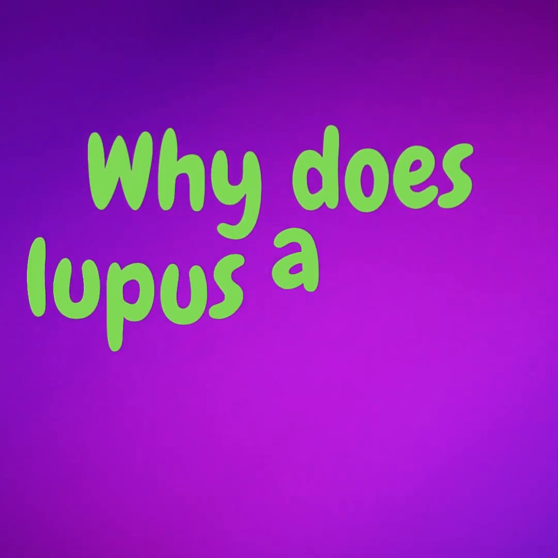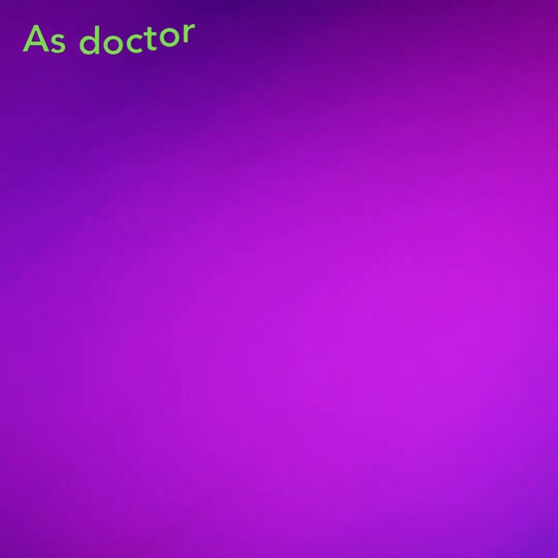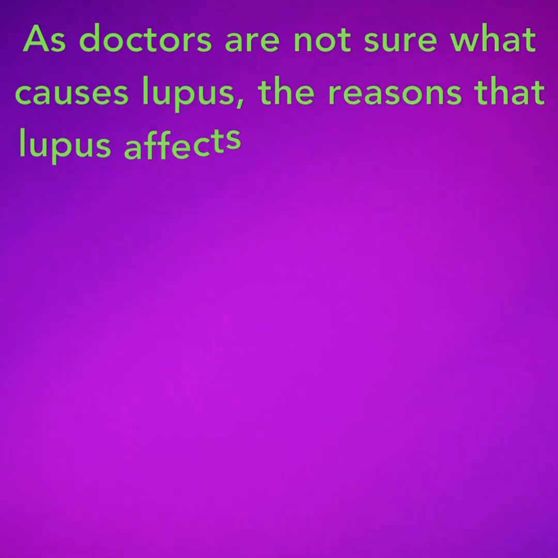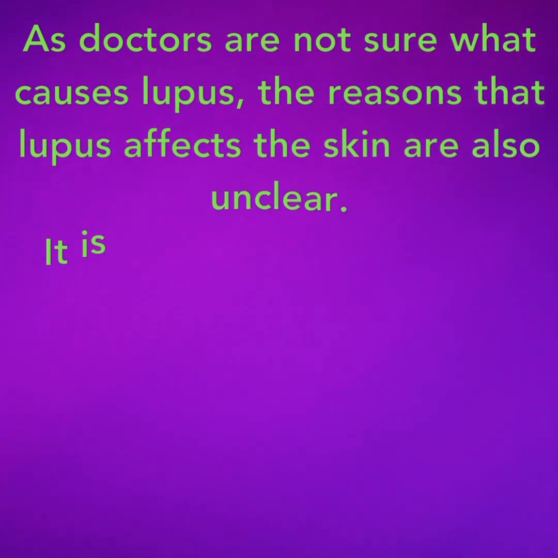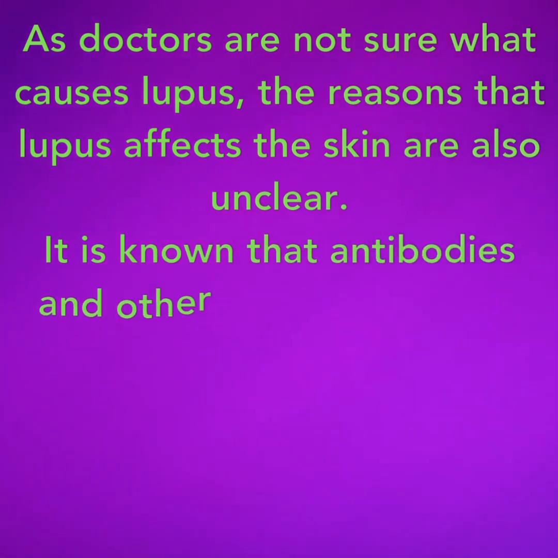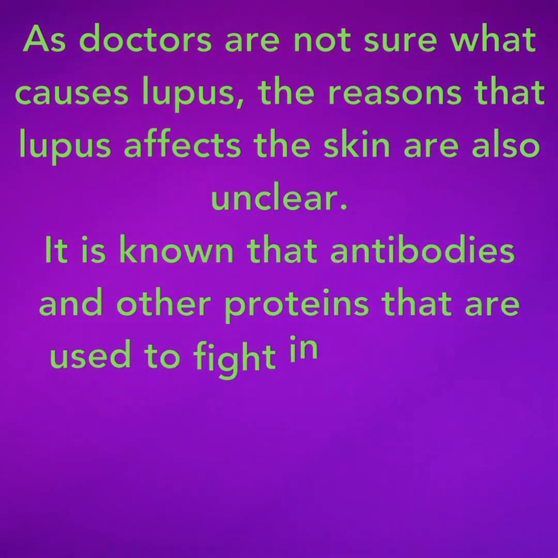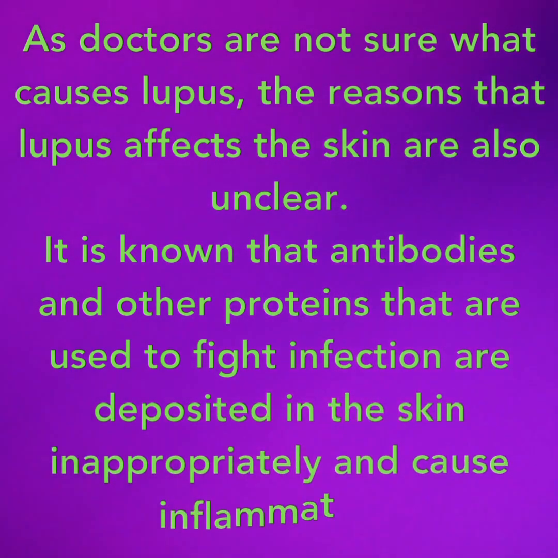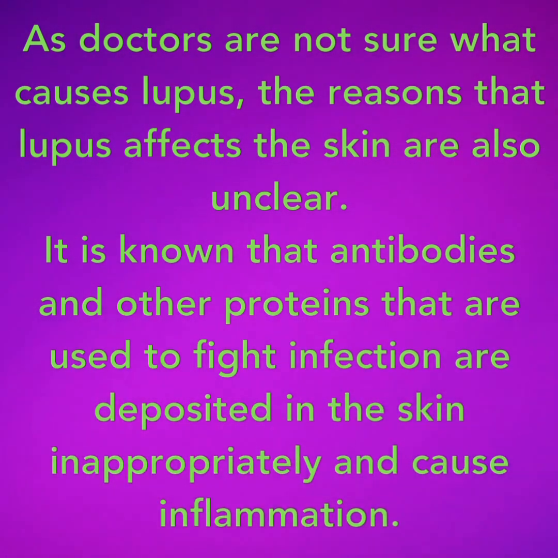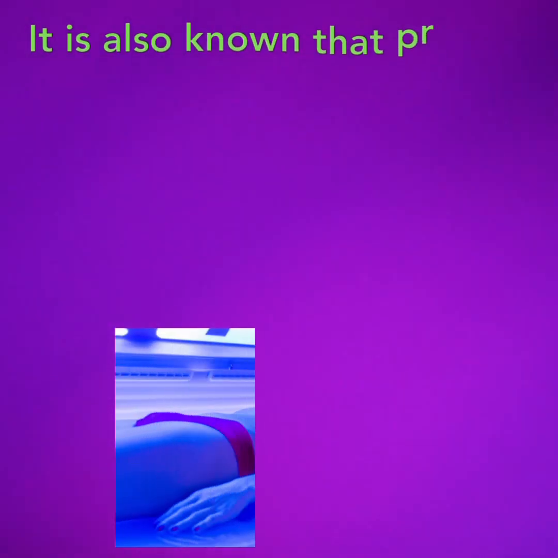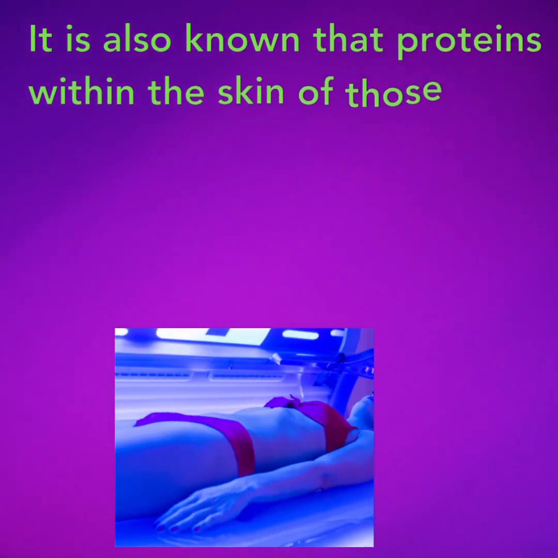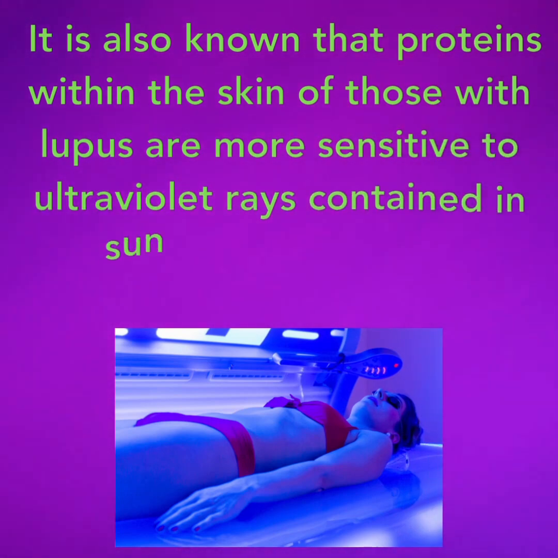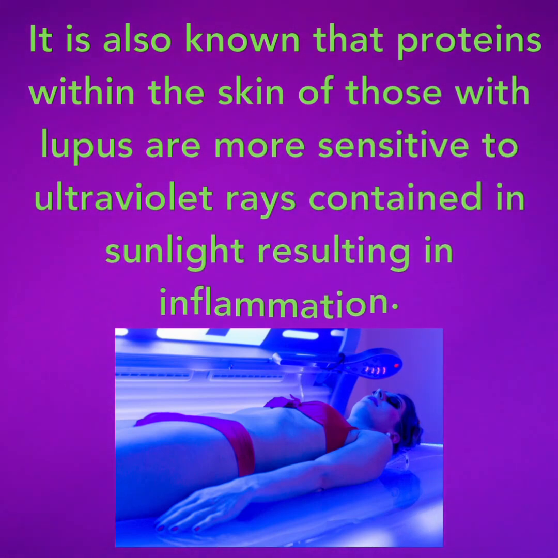Why does lupus affect the skin? As doctors are not sure what causes lupus exactly, the reasons that lupus affects the skin are also a bit unclear. It is known that antibodies and other proteins that are used to fight infection are deposited in the skin inappropriately and cause inflammation. It is also known that proteins within the skin of those with lupus are more sensitive to ultraviolet rays contained in sunlight, resulting in inflammation.